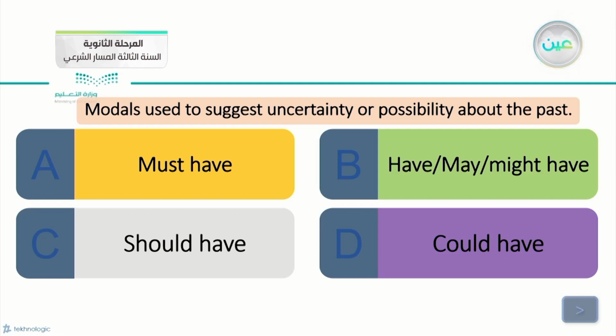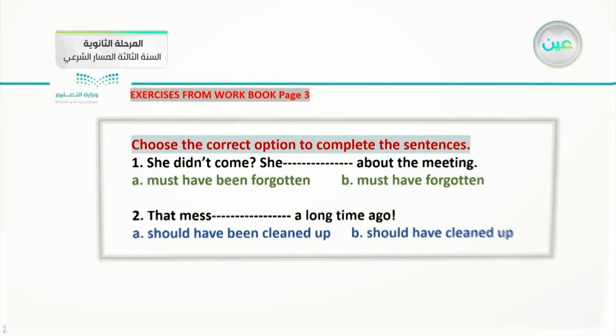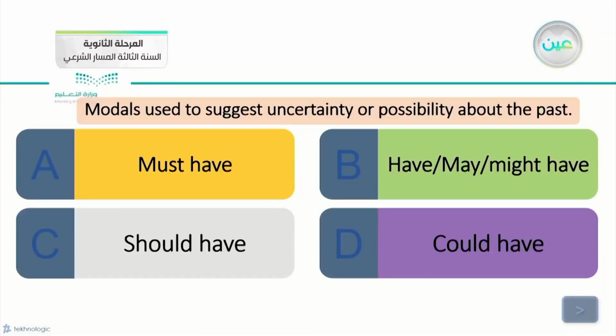So we think that must, we can use it for a conclusion about the past. Should have, we can use it for mistakes. And could have, we can use it in two ways, as I discussed before. And the right one is have. So the right answer is may or might have.